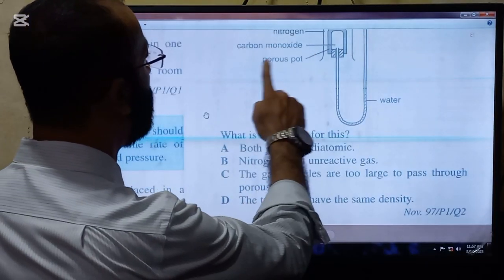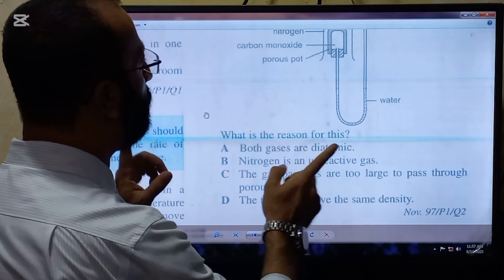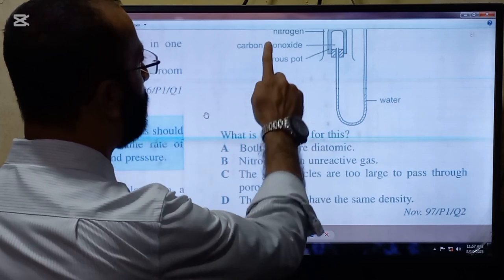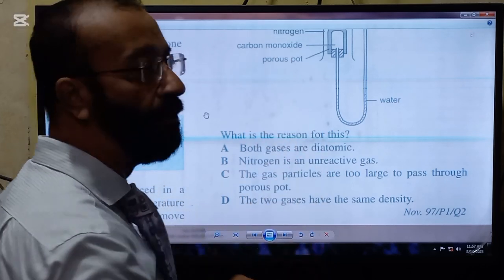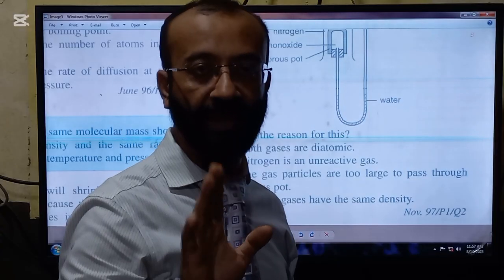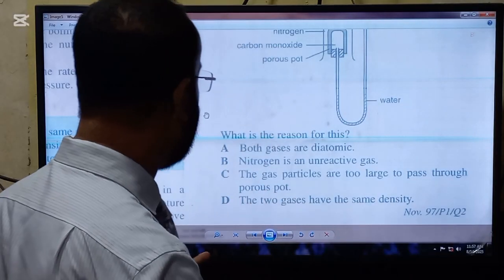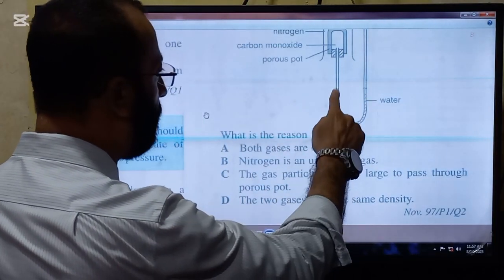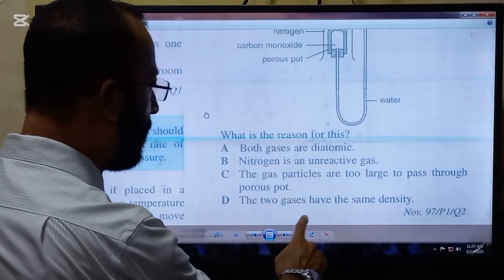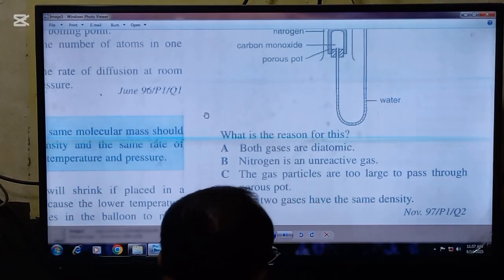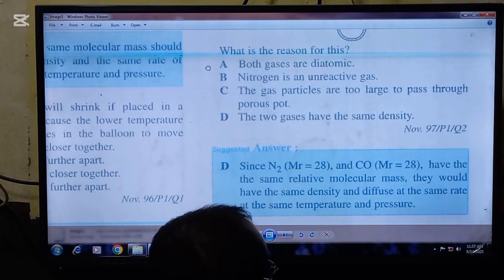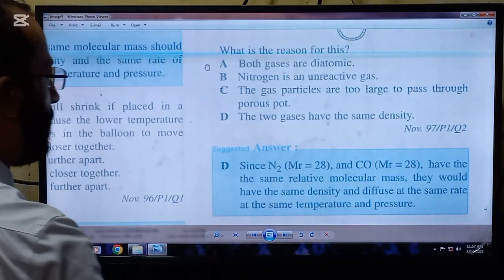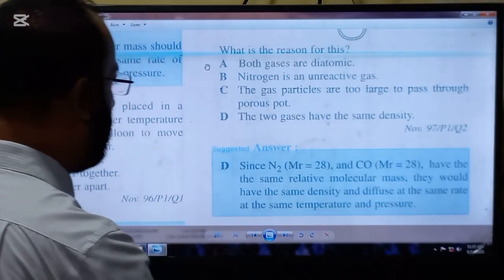So for nitrogen and carbon monoxide, you will find the relative molecular mass of each, and you will see that they have the same relative molecular mass. So this is the reason the water level did not change, because both gases have the same density. So the answer is D. You can see D is the answer, and here is the explanation.